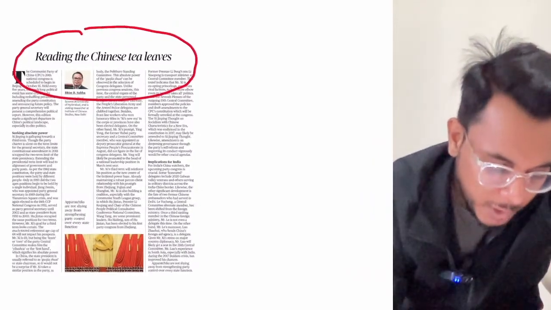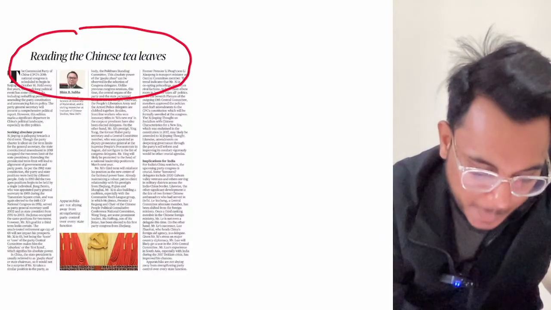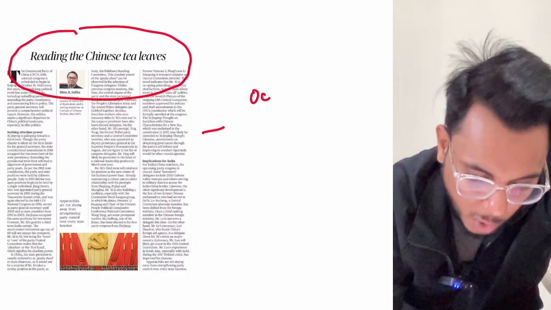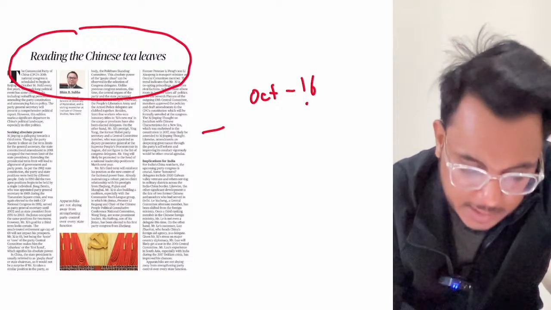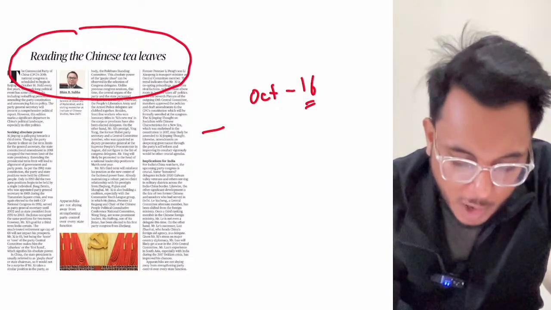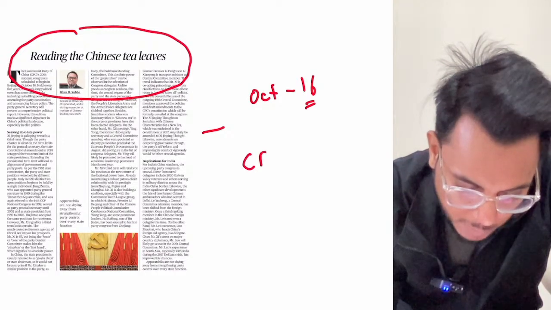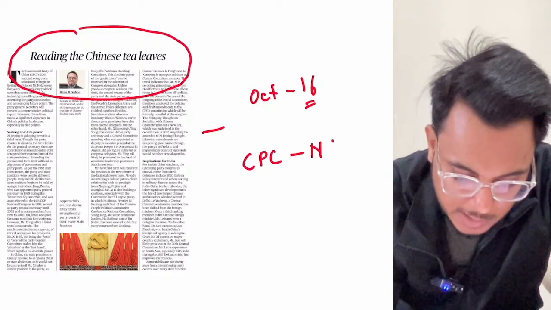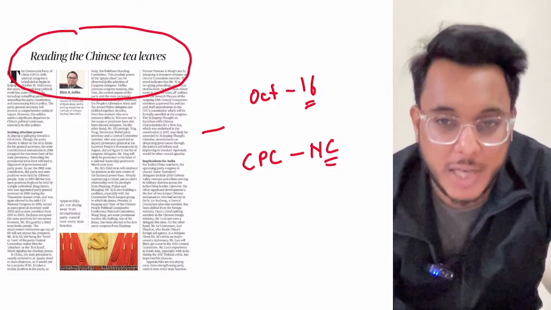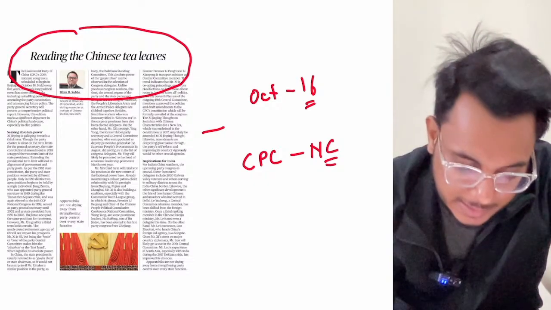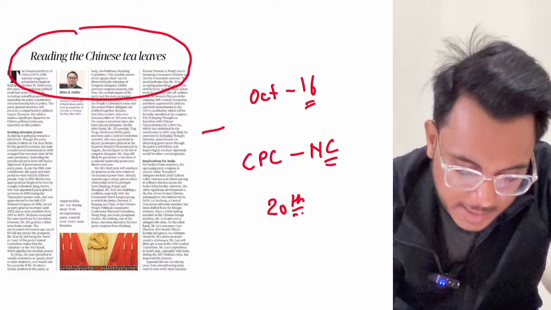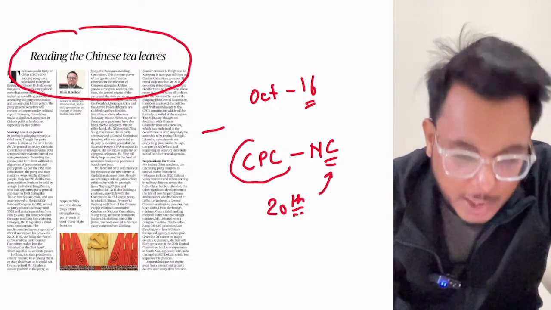What this particular article is about: on October 16th, fine, so today is October 12th, so after 4 days, the Communist Party of China's National Congress will start. This is the 20th National Congress of the Communist Party of China.